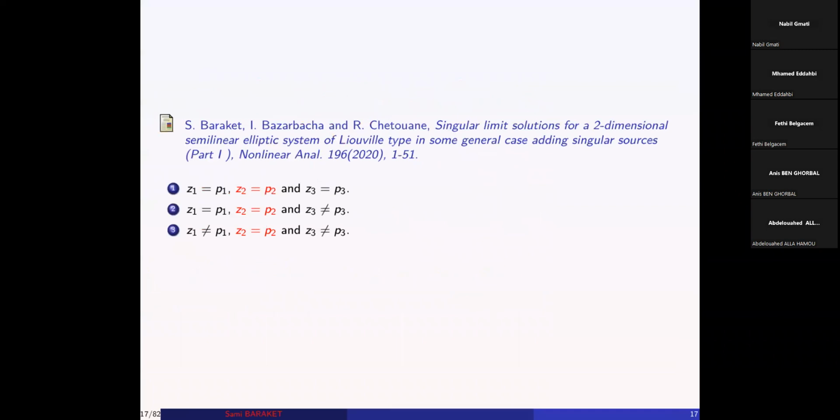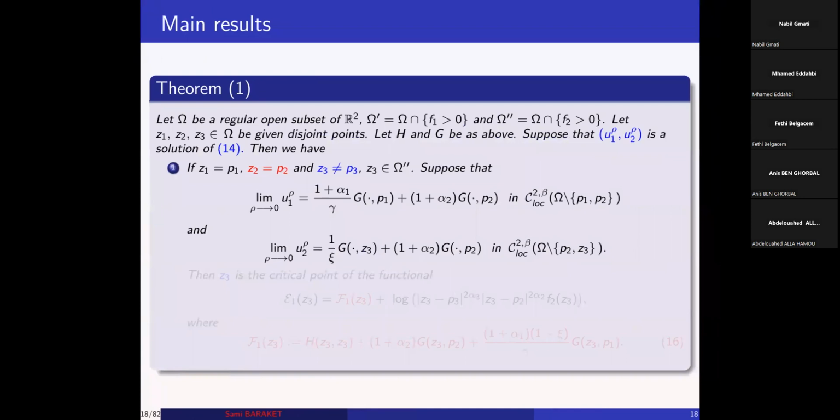Okay, so consider now the first case, when Z2 equal to P2. There are 3 subcases: Z1 equal to P1 and Z3 equal to P3; Z1 equal to P1 and Z3 different from P3; and Z1 different from P1 and Z3 different from P3. First, we will localize the position of the blow-up point. So our first result is the following. For the first subcase, P1, P2, P3 are known, so if we construct Z1 equal to P1, Z2 equal to P2, Z3 equal to P3, there is no localization of the blow-up point.